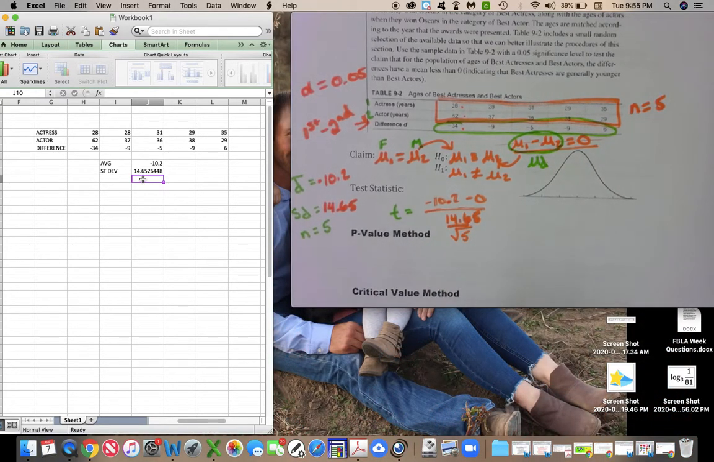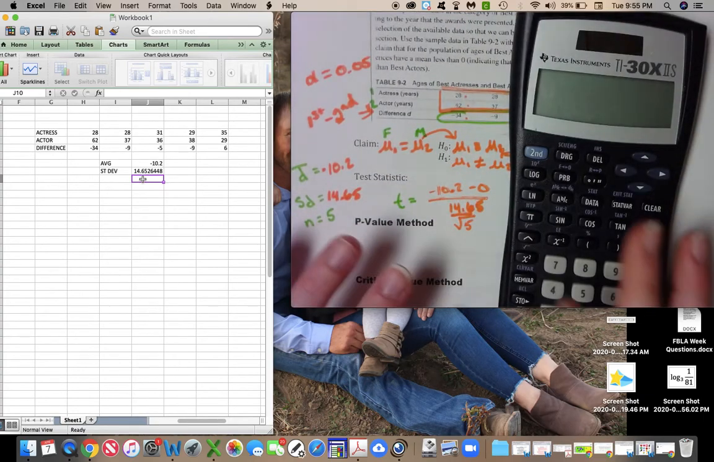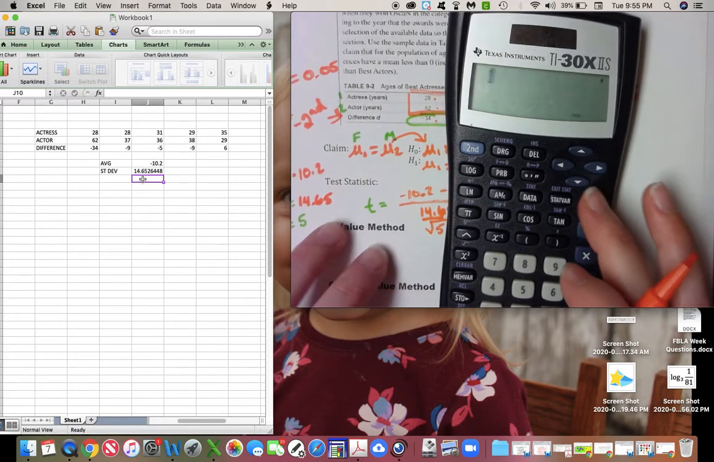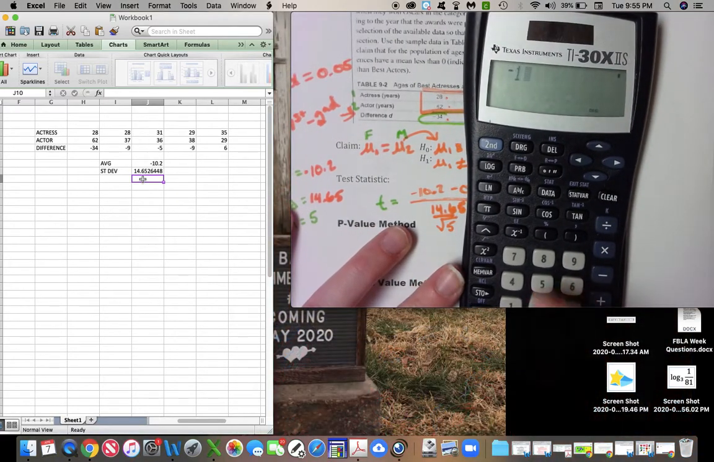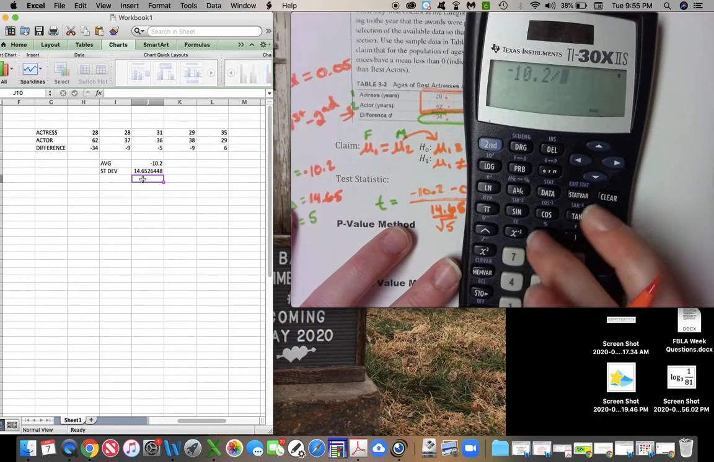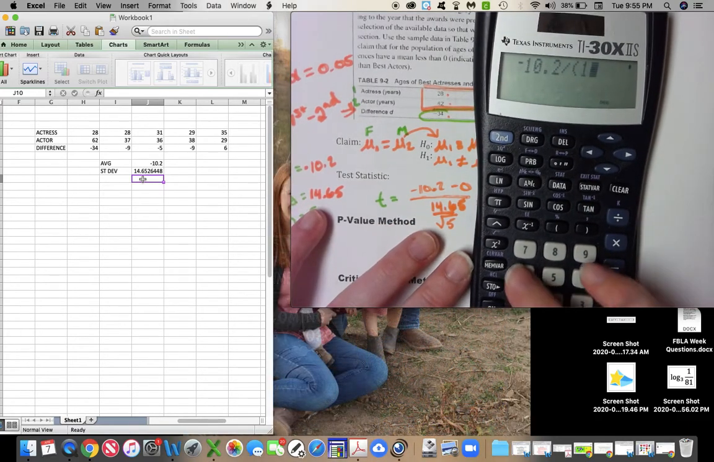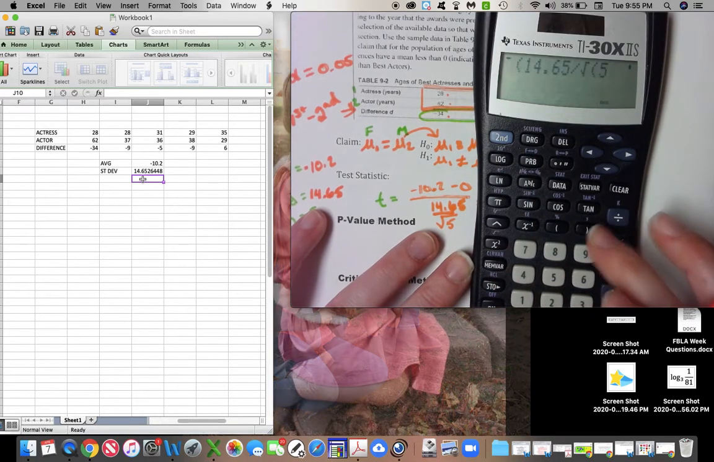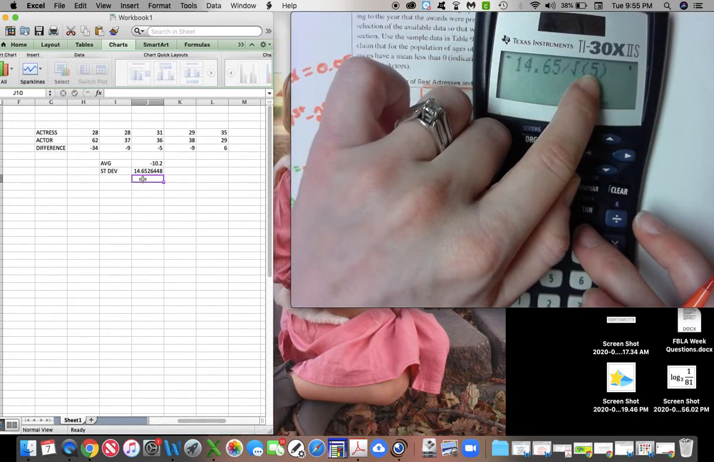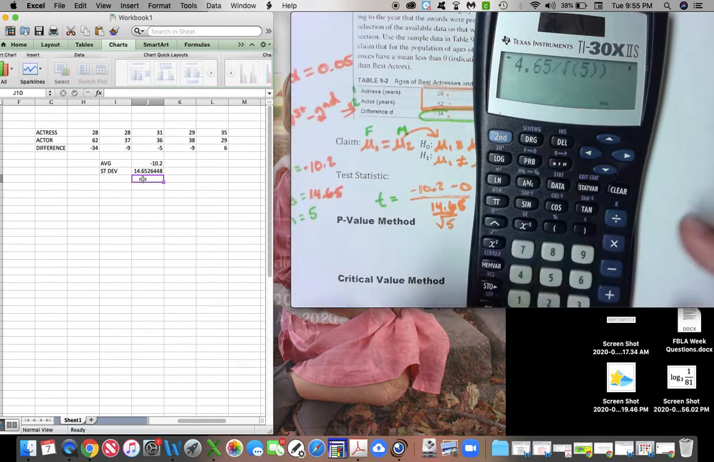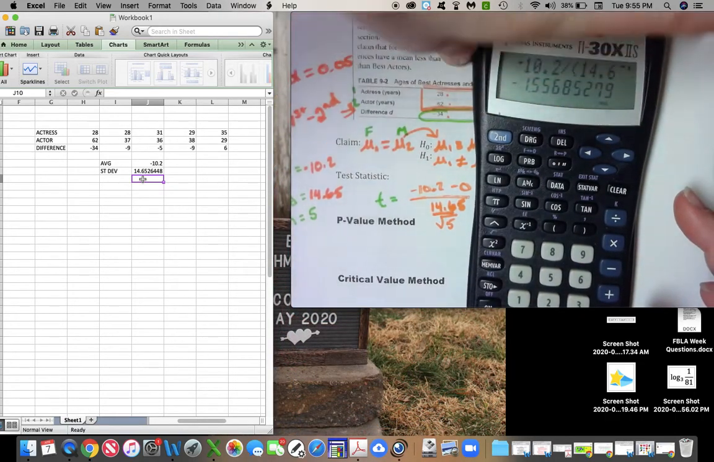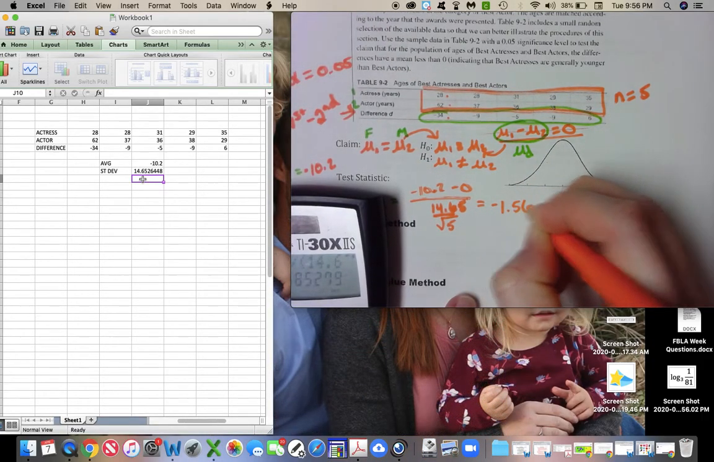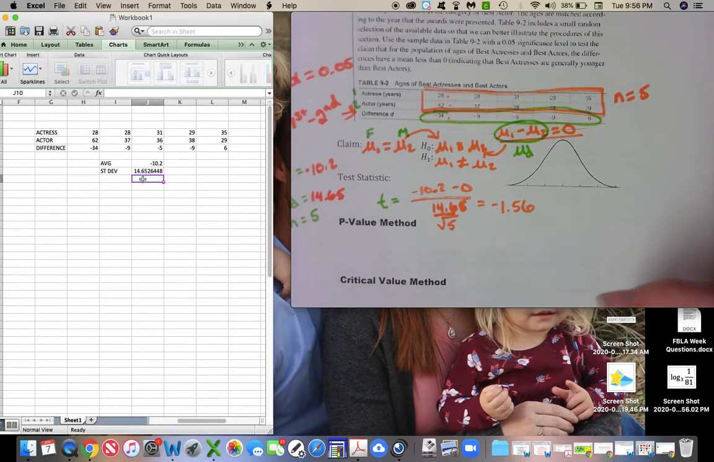Okay, so if I just put this all into my calculator in one shot, I will have negative 10.2 divided by, I'm going to open up a parenthesis, 14.65 divided by the square root of 5. I'm going to close that parenthesis, and then close the parenthesis that was in front of the 14.65. And that is negative 1.56, just about. Okay, so that's your test statistic, your t.